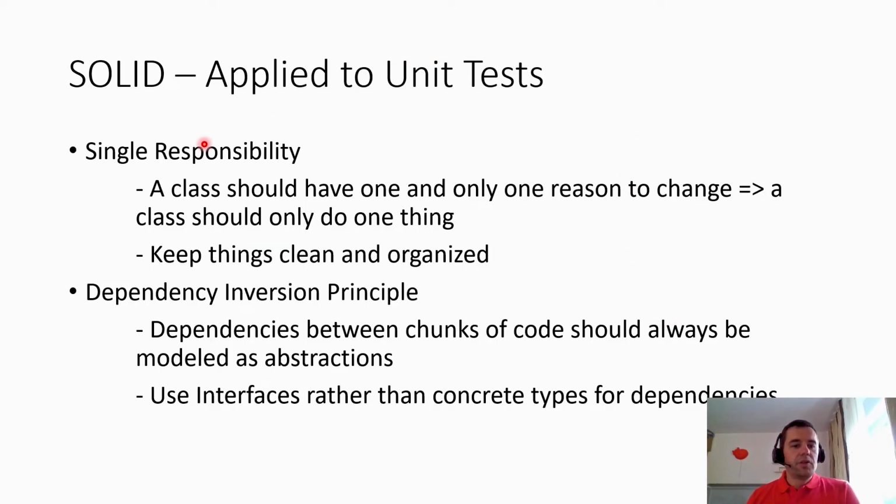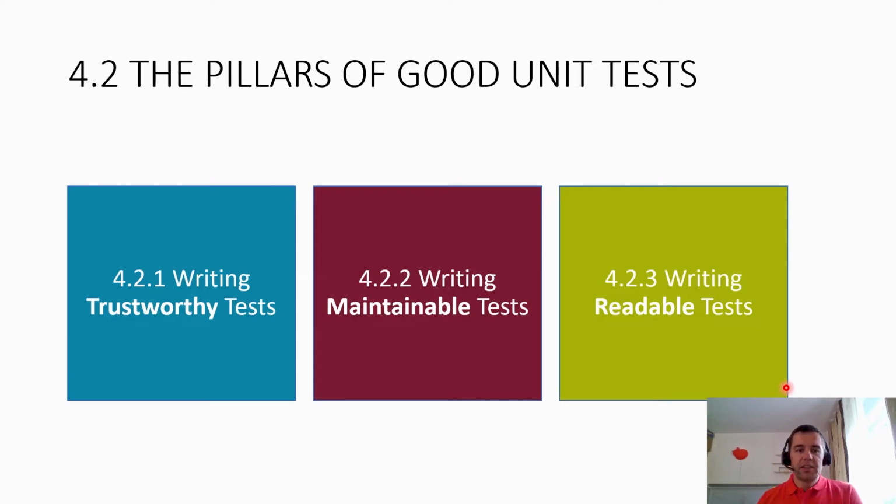Applied to unit tests, the single responsibility principle means that a class should have one and only one reason to change. A class should only do one thing, keep things clean and organized. Related to the dependency inversion principle, dependency between chunks of code should always be modeled as abstractions. So we saw this using interfaces. Use interfaces rather than concrete types for dependencies.